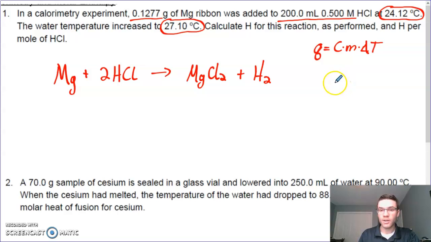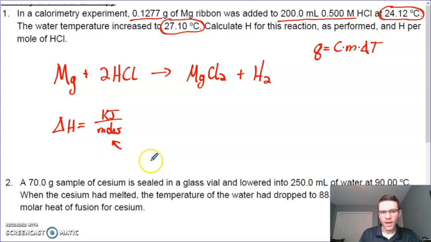That would be converted into kilojoules, and then to get my delta H for my reaction, I want to know how many kilojoules for however many moles reacted. Well, this part right here, you have to do a limiting reactants problem and figure out which one of these ran out. One of these is going to be left over, and whichever one ran out is the one that actually reacted, and that's the number of moles you'll want to divide by to get kilojoules per mole. That'll give you kilojoules per mole of either magnesium or kilojoules per mole of HCl.